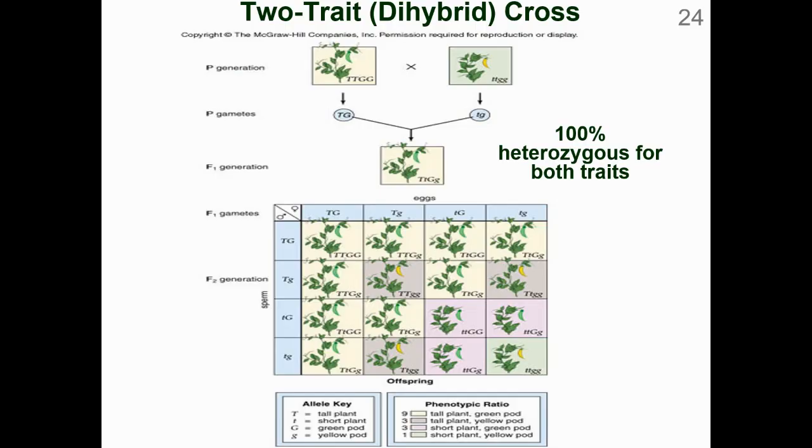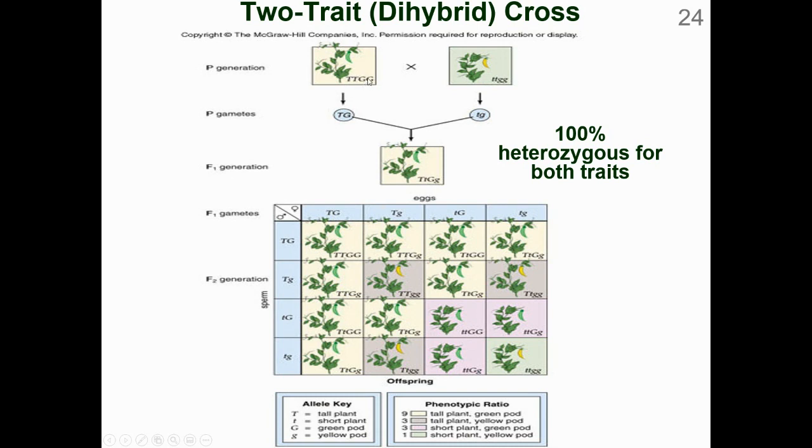All right. So when I do a 2-trait dihybrid cross, I start with pure breeding. Pure breeding homozygous dominant for both traits. So here I have tall with a green pea pod. Here I have homozygous recessive, short with a yellow pea pod. When I divide these, this is my 2n number. I have 2 T's, 2 G's.